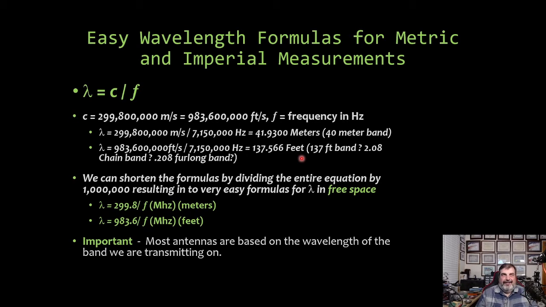A chain is actually a measurement, and I think it's 66 feet, and a furlong is 10 chains, so it's 660 feet. And you can do the math from there and see why I came up with 2.08 and 0.208. But just being facetious there, we call things out in meters.